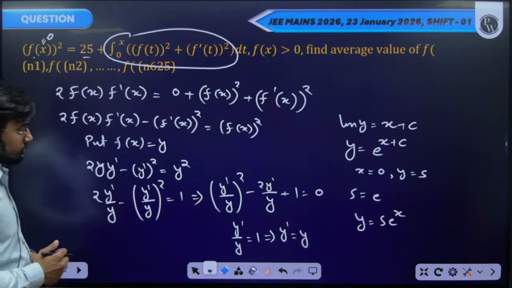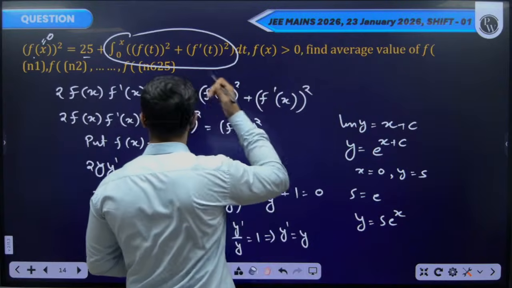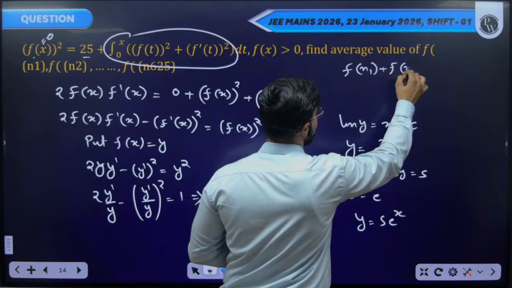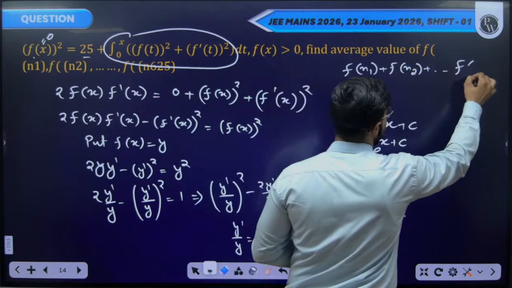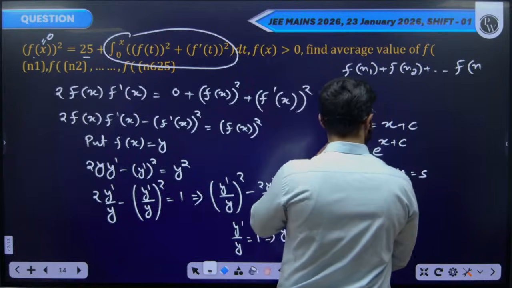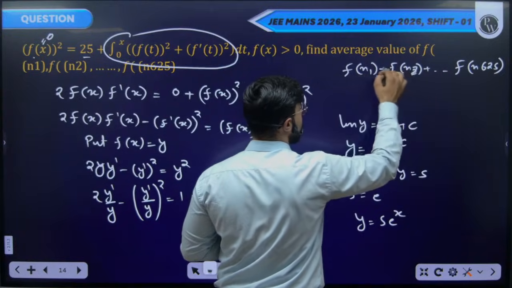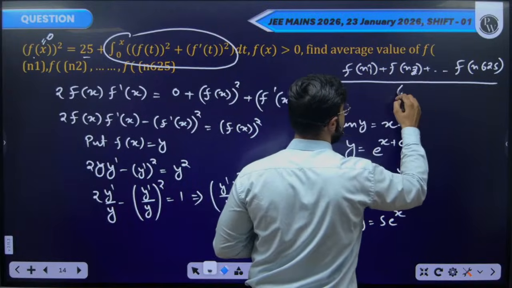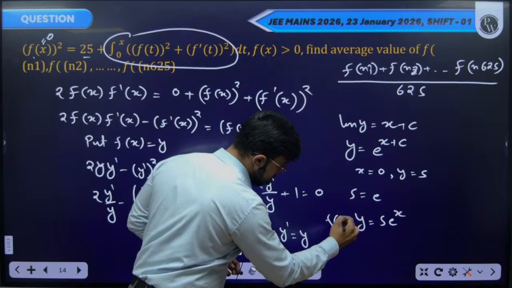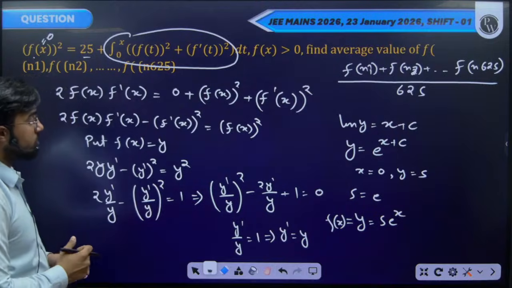Now we have to find out the average of all these values. So what is n1? I think f(n1) plus f(n2) up to f(n), 625. We don't know what n is exactly, but if it is there, we have to find out the average of this one. So this is your fx. So I think this one is the answer.